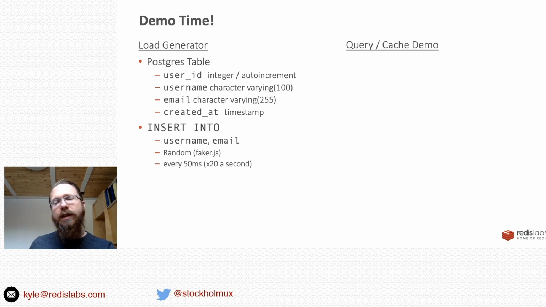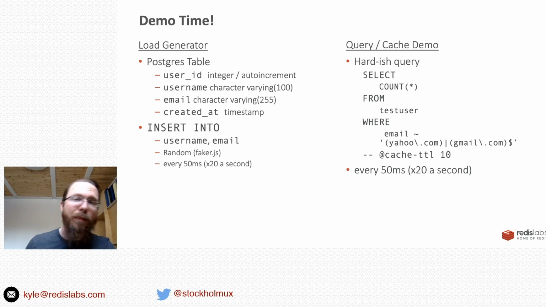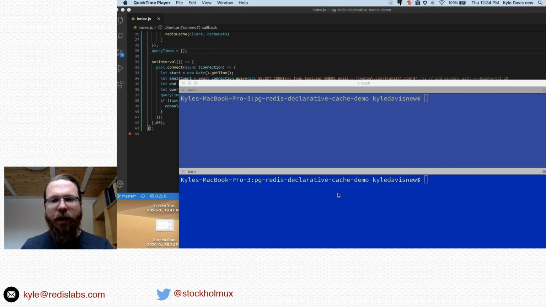And then we have the demo itself. It's a hard kind of query, where we're doing a count over a regular expression, and we're caching that for 10 seconds. Now, I will tell you that this is going to happen every 50 milliseconds, and I had some problems recording the screen and also doing this. So this is pre-recorded, but you can get similar values. You can try it out on your own. So take a look here.